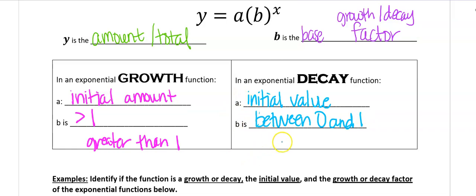What that looks like in proper terms is that B is between 0 and 1, and none of them are equal to 1. 1 means it doesn't do anything. So you'll notice none of it is equal to 1.